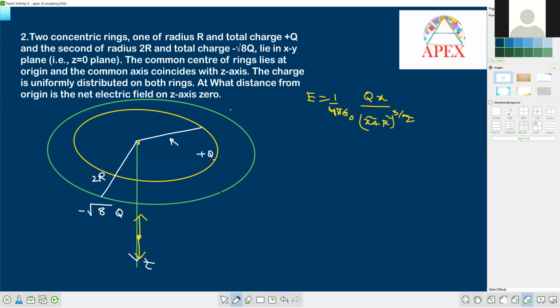So there is some possibility somewhere. If the electric field intensity due to positive ring and negatively charged ring, if both are equal and opposite, of course opposite because both are having opposite charges, then the resultant will be 0 at any point on the z axis. That point, where that point will be from origin, the distance they are asking us to calculate. So see here, by using this formula for both the cases, you can equate both of them.